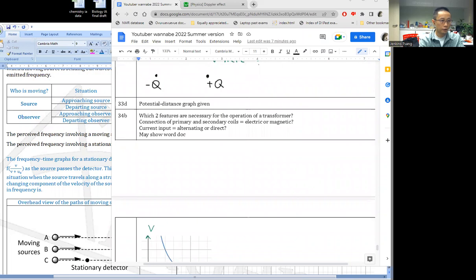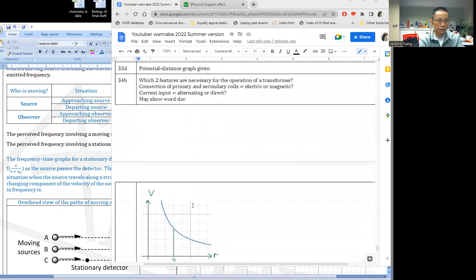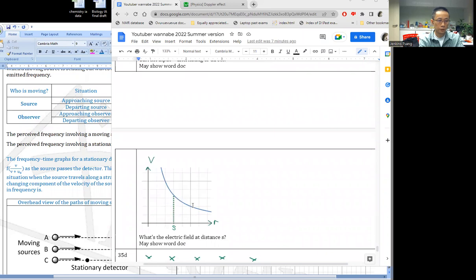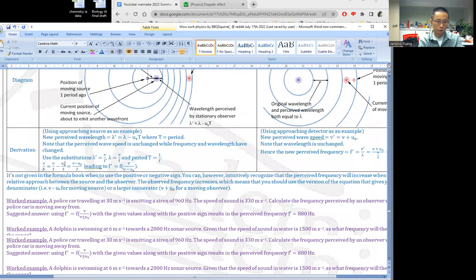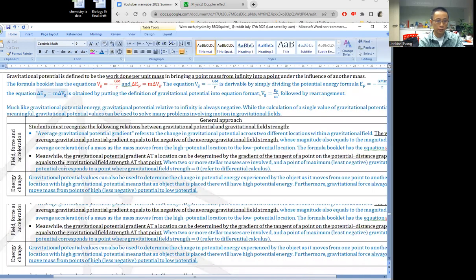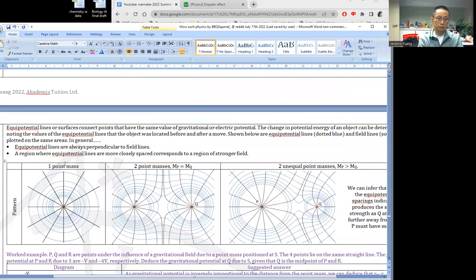Question 33 now, they give you a graph of how the electric potential varies at different distances from a charge, and they ask you for a certain property of the graph that corresponds to the electric field strength. For this, I think you guys just need to recognize the relationship between potential and field.